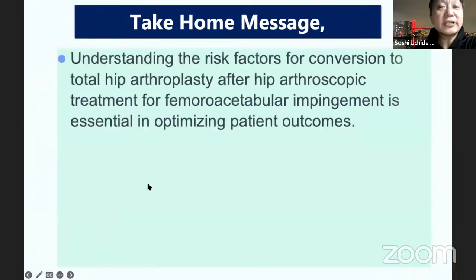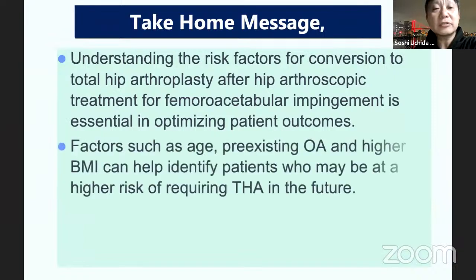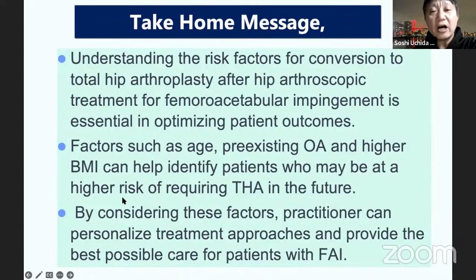So, take home message. Understanding risk factors for conversion to total hip arthroplasty after hip arthroscopic treatment for FAI is essential to optimize patient outcomes. Factors such as age, pre-existing OA, and higher BMI can help identify patients who may be at a higher risk of requiring THA in the future. By considering these factors, practitioners can personalize the treatment approach and provide the best possible care for patients with FAI.